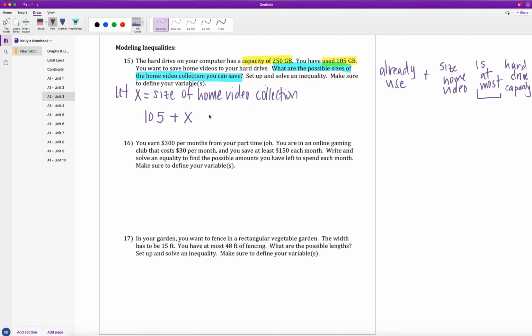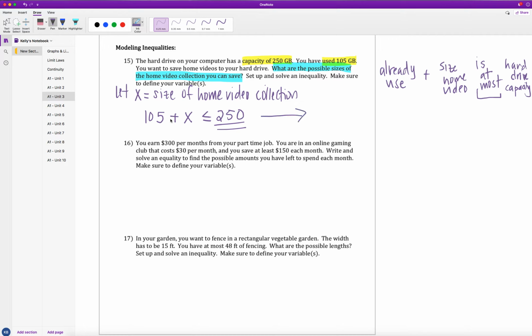That has to be at most, so that has to be smaller than or equal to the total hard drive capacity, which is 250. I know at most makes it sound like it's bigger, but it actually means it's smaller, because our hard drive capacity is the biggest that it could possibly be. So 250 has to be greater than or equal to what I've already used plus what I want to start storing. So we've defined our variables, we've now set up an inequality, and now we're going to go ahead and solve it.